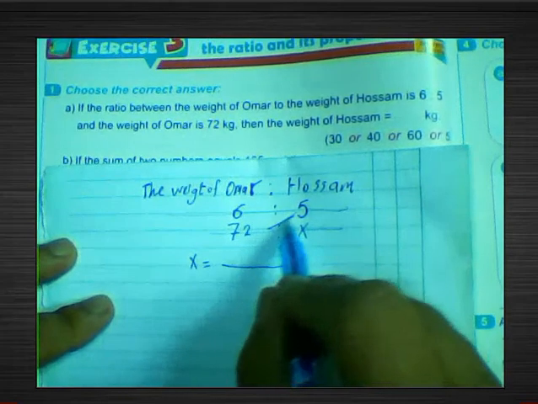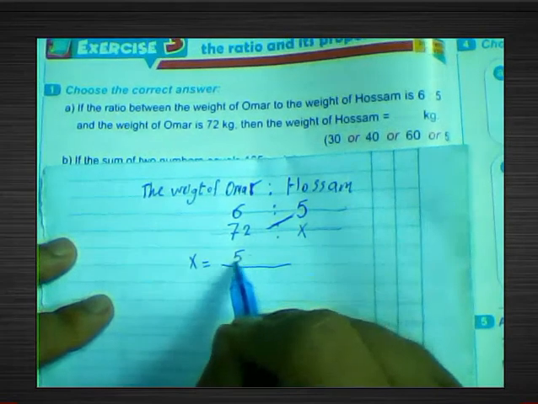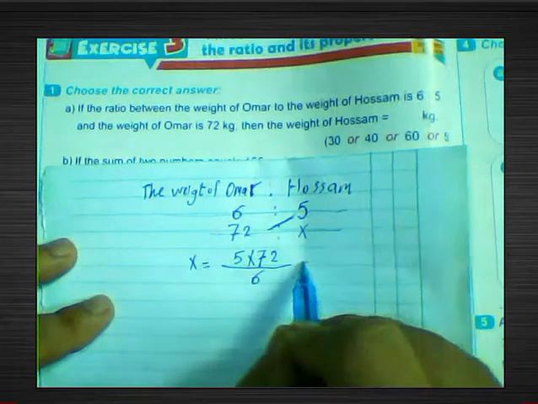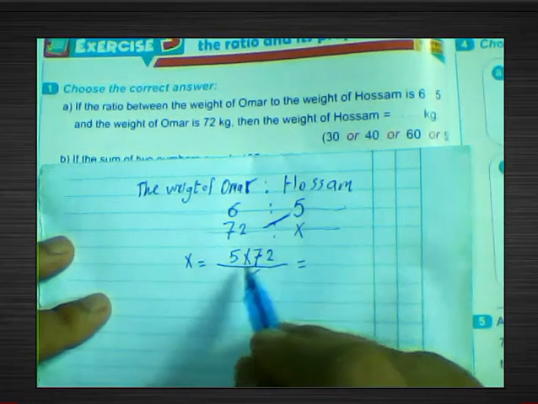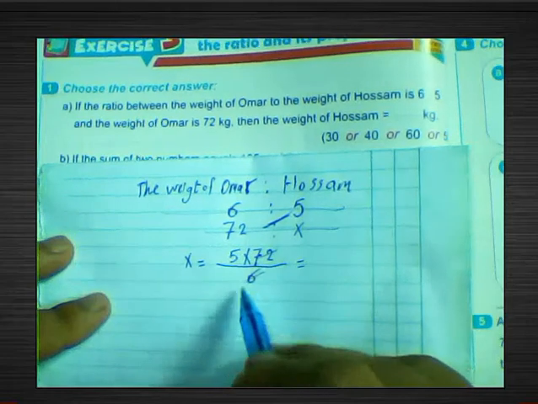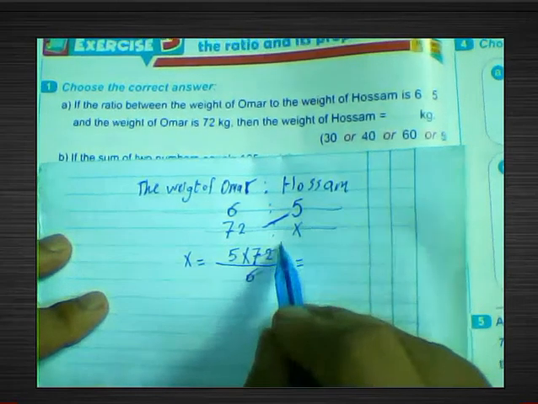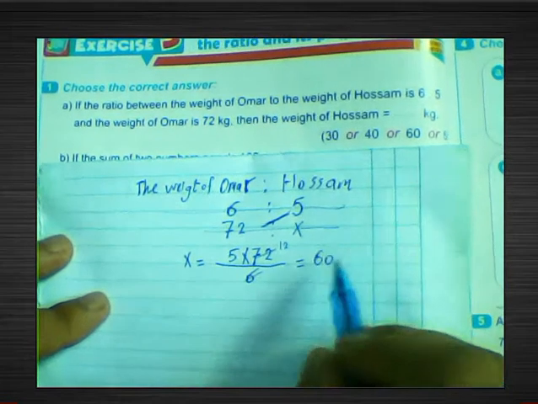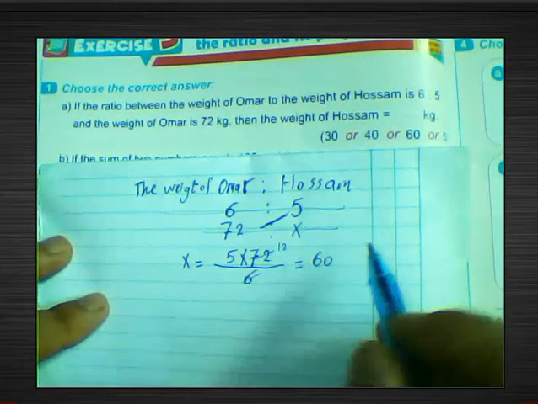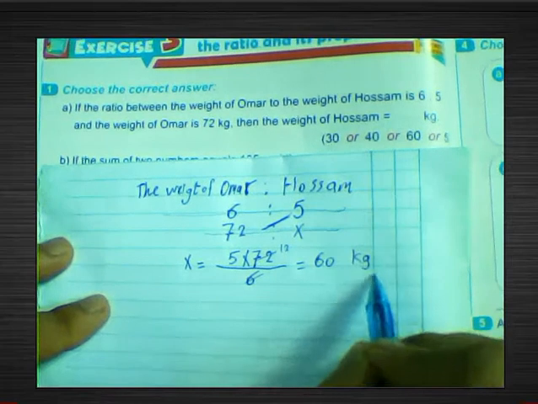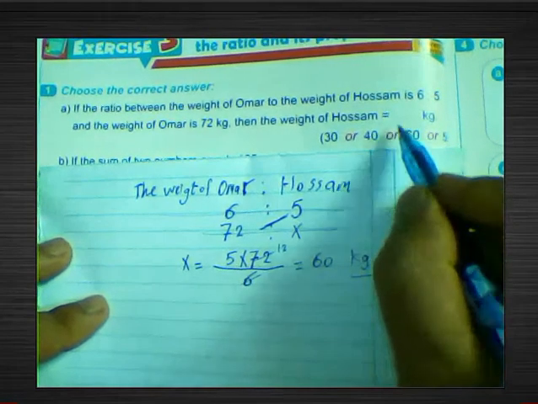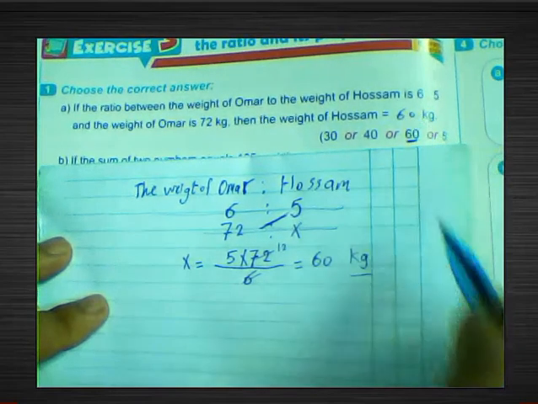We will find the result of 5 times 72 over 6. We can simplify it. 72 divided by 6 equals 12. 12 times 5 equals 60. So the weight of Hussam equals 60 kilograms. We write 60 here, 60 kilograms.